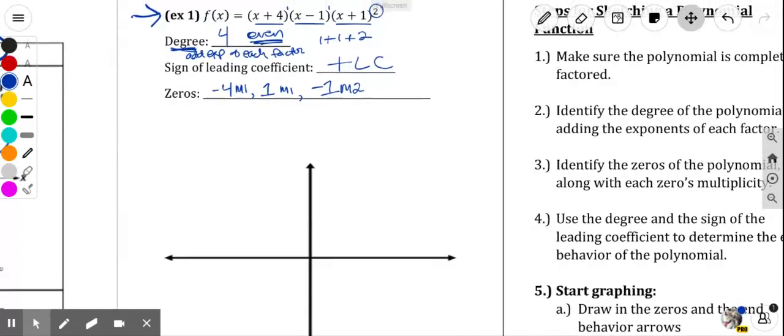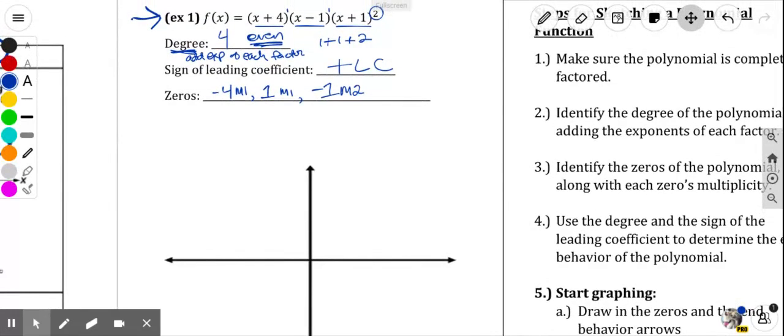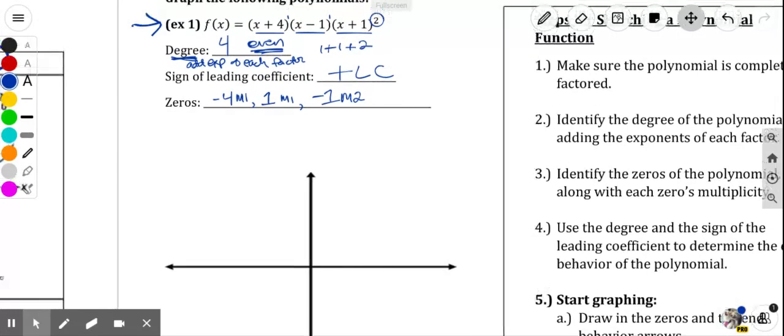The first thing that you want to do is plot out your zeros. So we have a zero at negative 4. Oops, let's switch to this. 1, 2, 3, 4. Just kind of estimate.